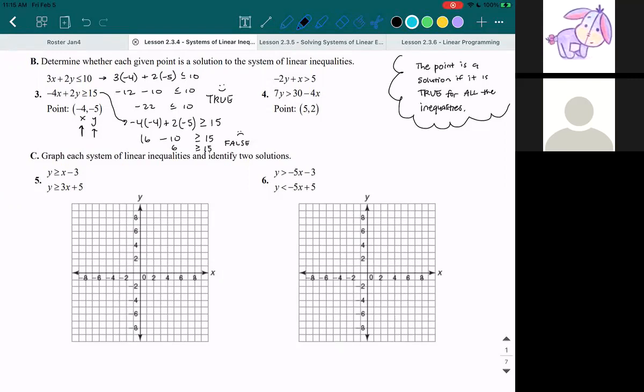So since we did not get true for both of them, since it is false for the second one, this is not a solution. So I'm going to write not solution. And that's my final answer. It's not a solution because it was not true. We had a false, and one false is enough to cancel out the entire thing. Okay? So let's take a look at number 4. I want you guys to try it on your own, and then when we come back, we're going to see how you guys did.